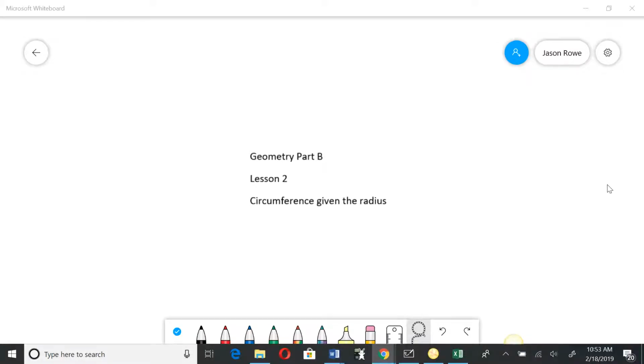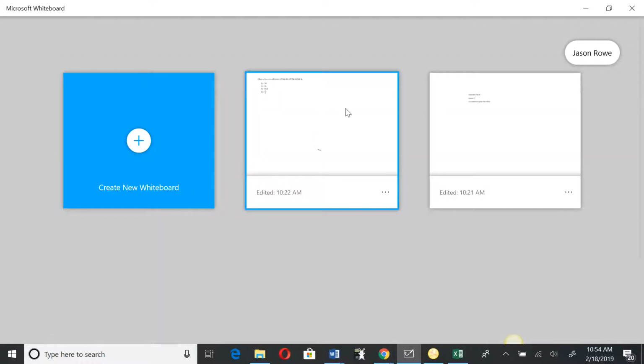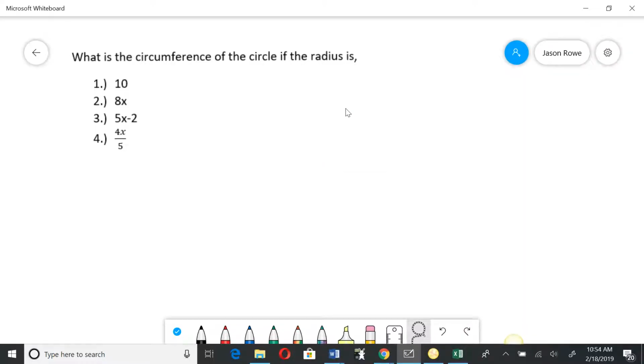This is Mr. Rowe. We're looking at Geometry Part B, Lesson 2, Circumference and Radius. So we're going to take a look at those first few problems where you're asked to find the circumference given certain things. Here are a few examples similar to the ones in the lesson. You're asked to find the circumference of the circle if you're given these as the radius. So let's take a look at what we do first.